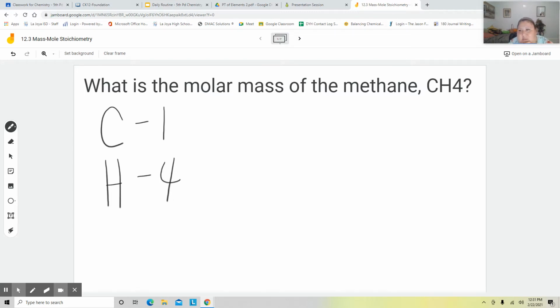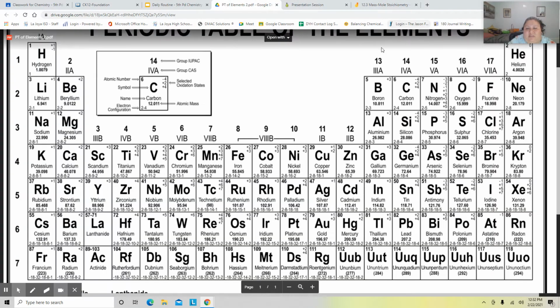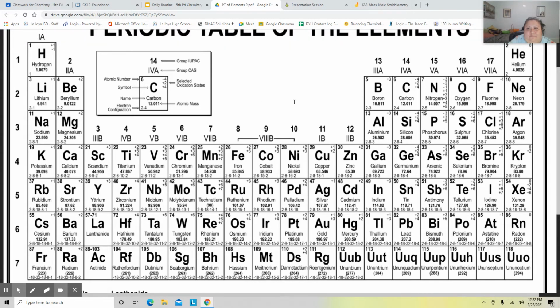4. Now that we know how many there are, we need to use the atomic mass for each element and multiply so that we can get the total mass of all the carbons and all of the hydrogens. So I'm going to put times, and we're going to go to the periodic table, and look for the atomic mass of carbon and hydrogen.